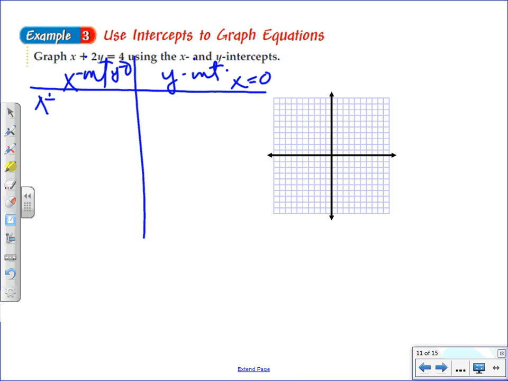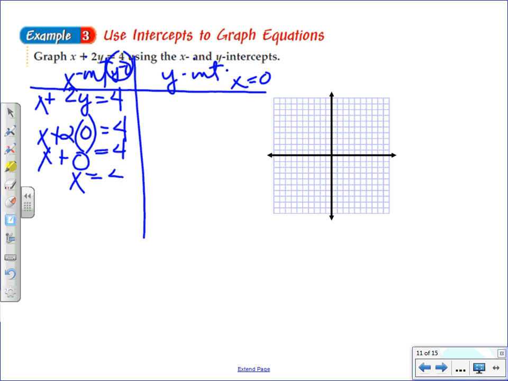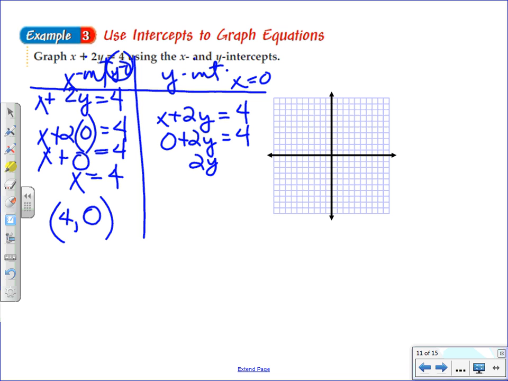So x plus 2y equals 4. We're going to have y equals 0. So x plus 2 times 0 equals 4. What's 2 times 0? 0, right? So x equals 4. So our ordered pair is 4, 0. Now our y-intercept, right? x plus 2y equals 4. x equals 0. 0 plus 2y equals 4. 2y, therefore, equals 4. Divide both sides by 2, and we find out that y equals 2. So our ordered pair for the y-intercept is 0, 2.